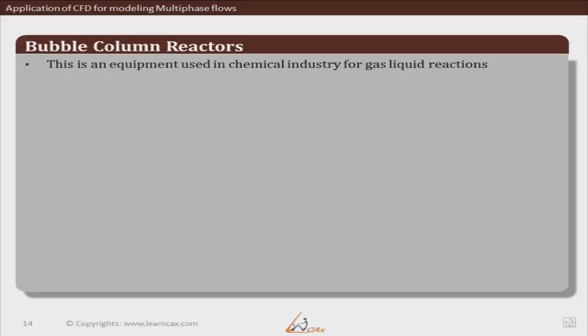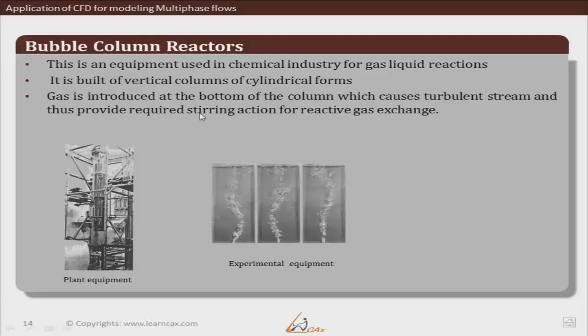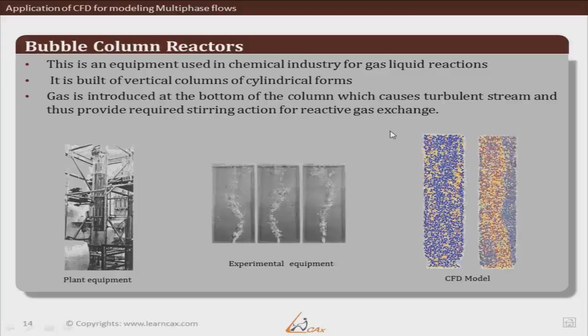Now we'll see in detail bubble column reactors. Bubble column reactors are equipment used in the chemical industry for gas-liquid reactions. Some pictorial representation of that is shown here. It is built up of vertical columns of cylindrical form, and gas is introduced at the bottom of the column, which causes turbulent mixing or turbulent streams, and thus provides the required stirring action for reactive gas exchange. So CFD modeling of that is predominantly done. An example of a CFD model of that is shown here. As you can already see and understand, it consists of two phases, that is liquid and gas.